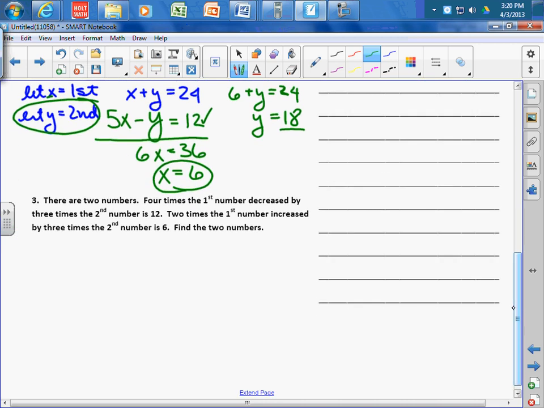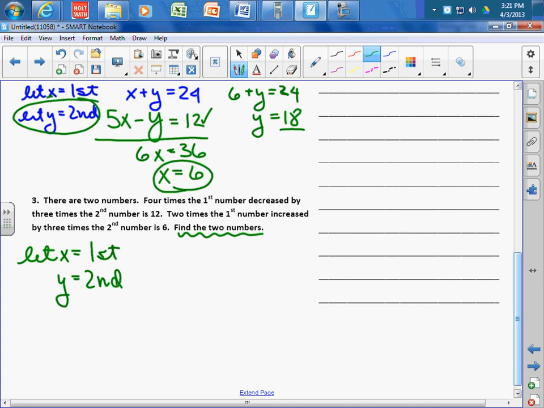Let's look at number 3. There are two numbers. 4 times the first decreased by 3 times the second is 12. 2 times the first increased by 3 times the second is 6. Find those two numbers. Well, pick two variables. Tell me what you're going to define them as, meaning tell me what they stand for. Let x equal the first number, and how about y being the second?